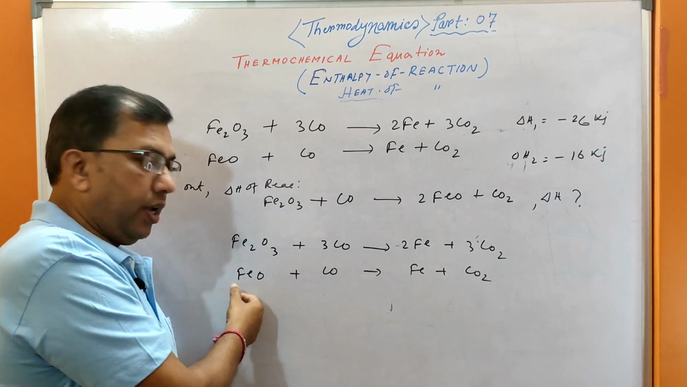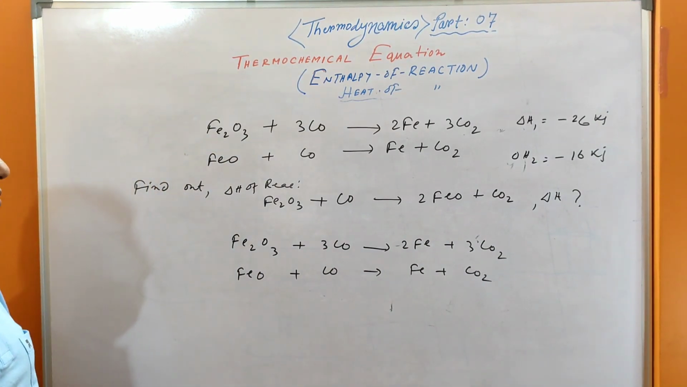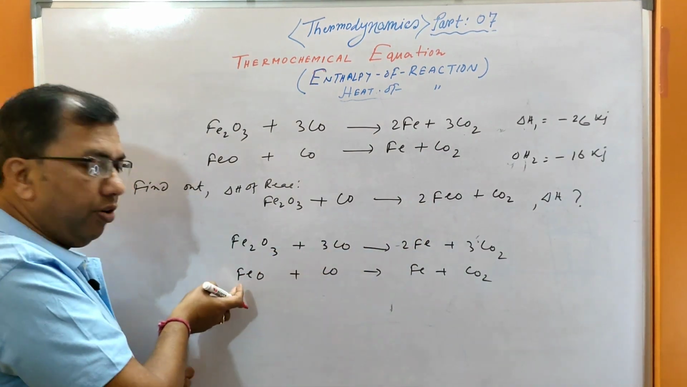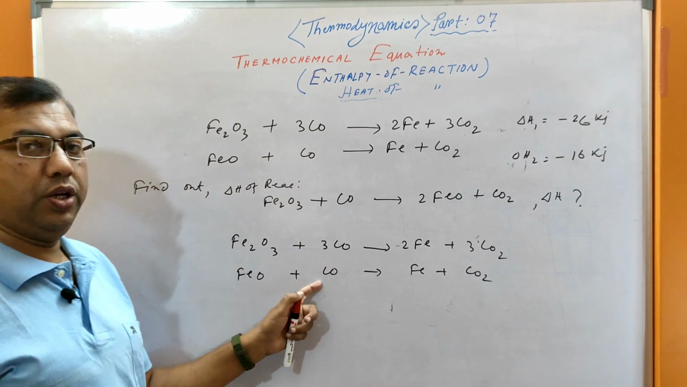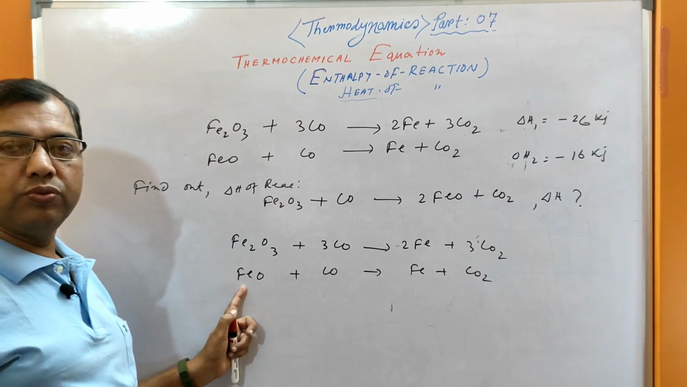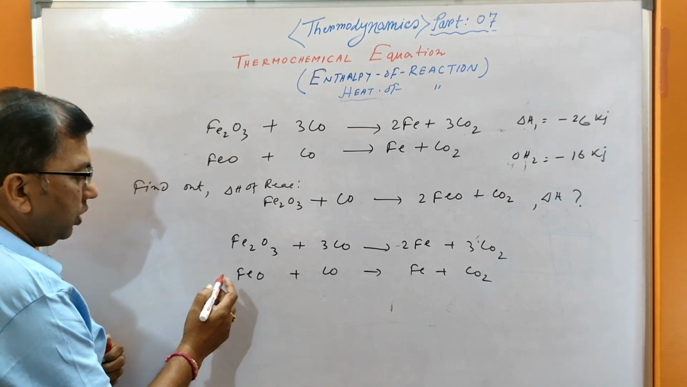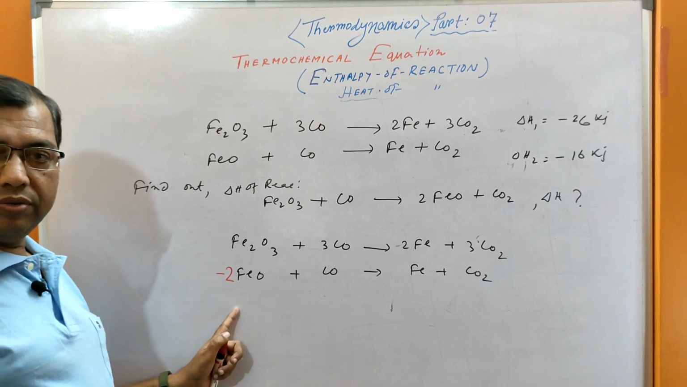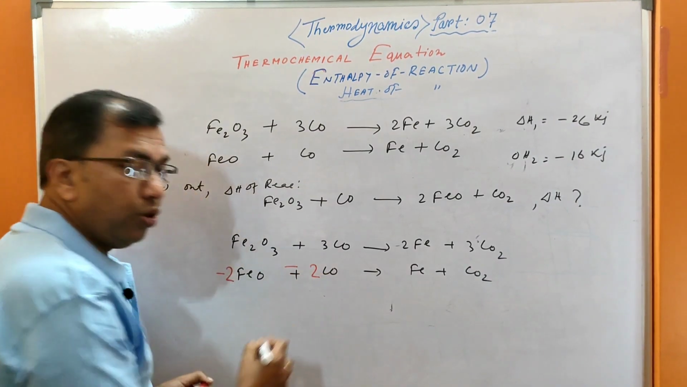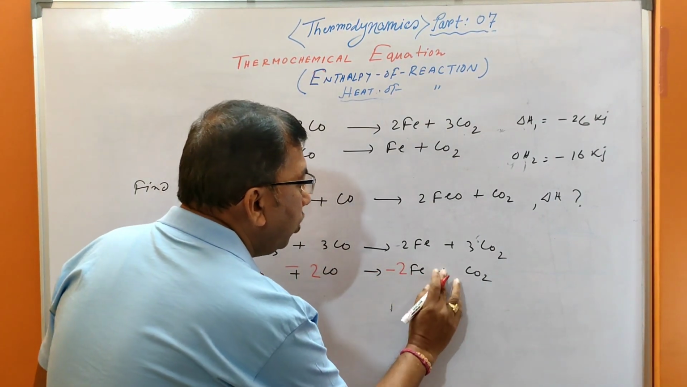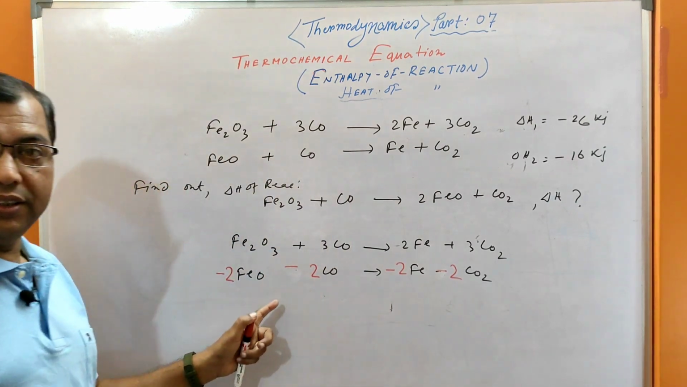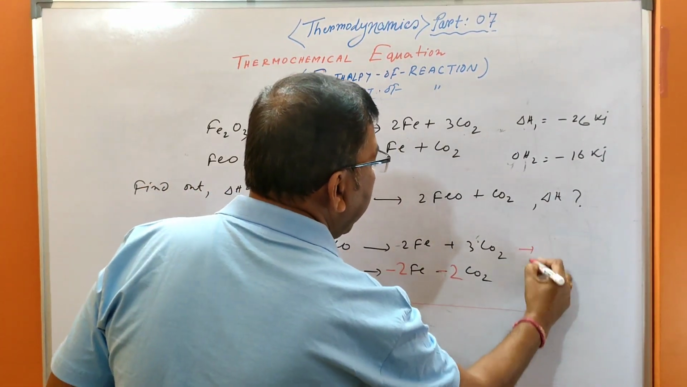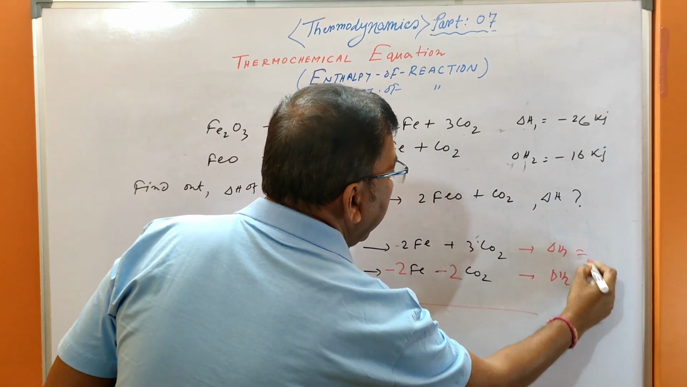You have to come to 2FeO. There it is not there. See, here what is there? 2FeO, here FeO. So in this case, if you multiply this with minus 2, what will happen? If you write minus 2, it will be minus 2FeO and minus 2CO, clear? Then, if you add this reaction, what will be there? Delta H1, delta H2, you have to write whatever they are.